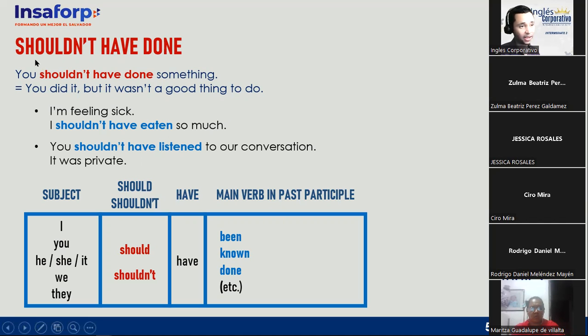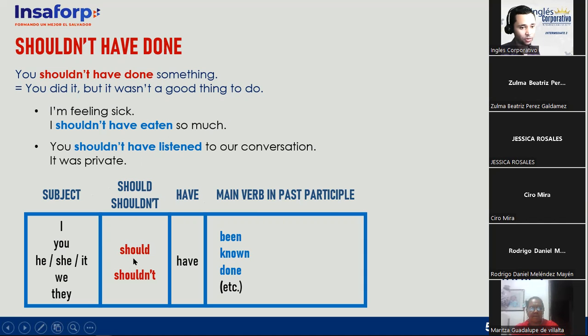let's say, past modal? You need to use a subject plus should or shouldn't. Then you need to use have. And then a main verb in past participle. Ahora, ¿qué sucede? Acuérdense que los modals tienen dos reglas, según hemos visto en clases anteriores. Lo vimos esto hace un par de semanas. Regla número uno, los modals son iguales, o sea, no tienen una forma especial para he, she o it.